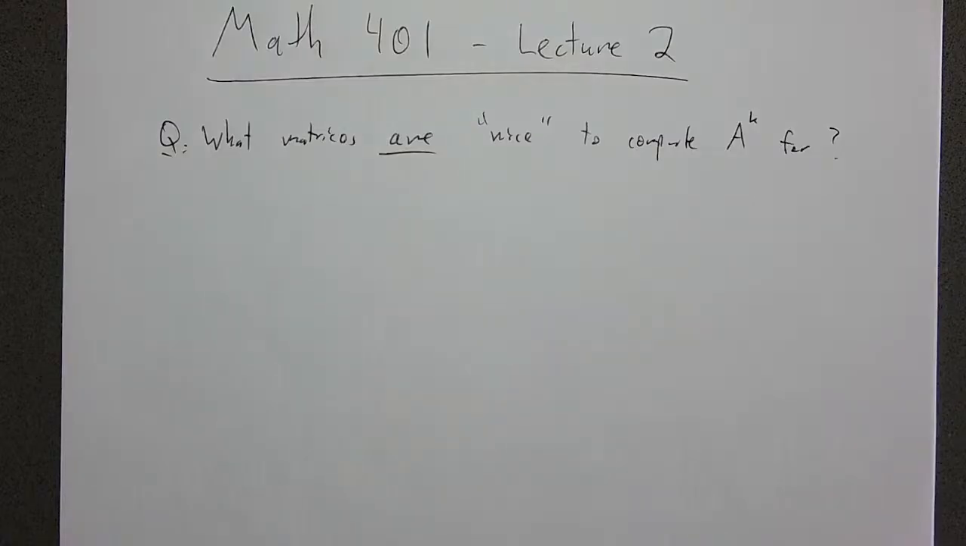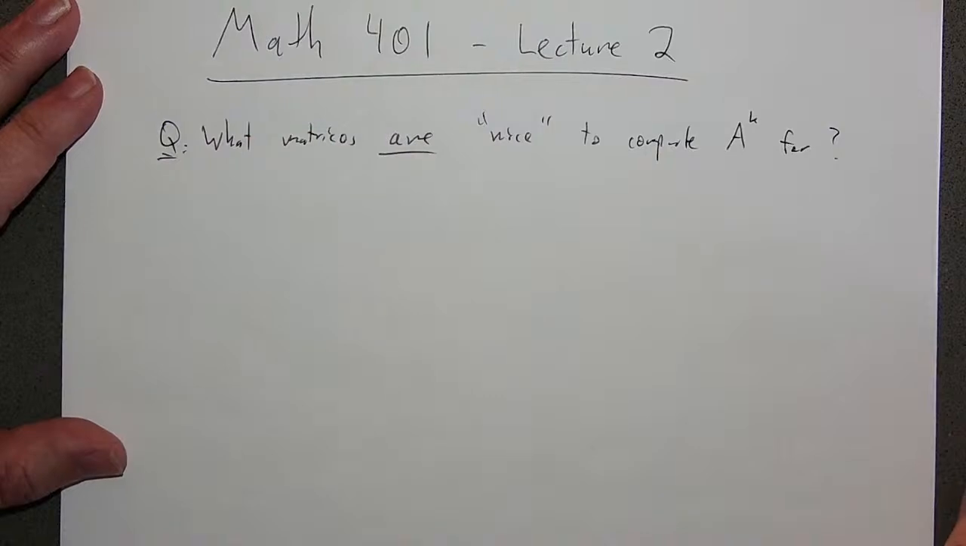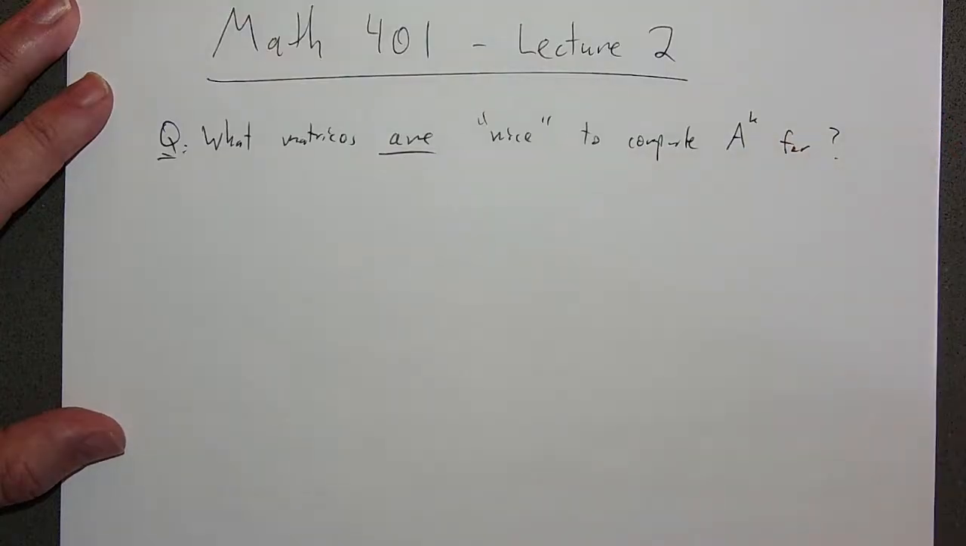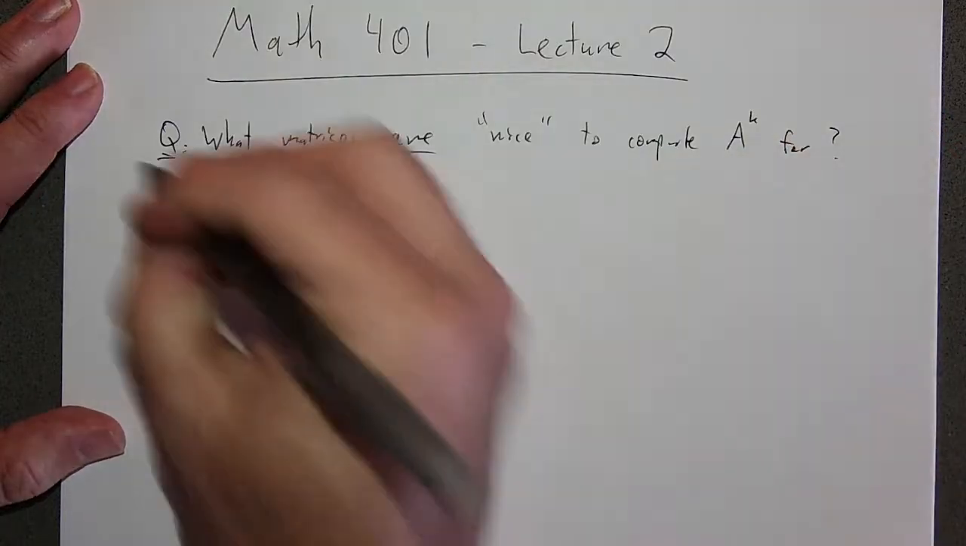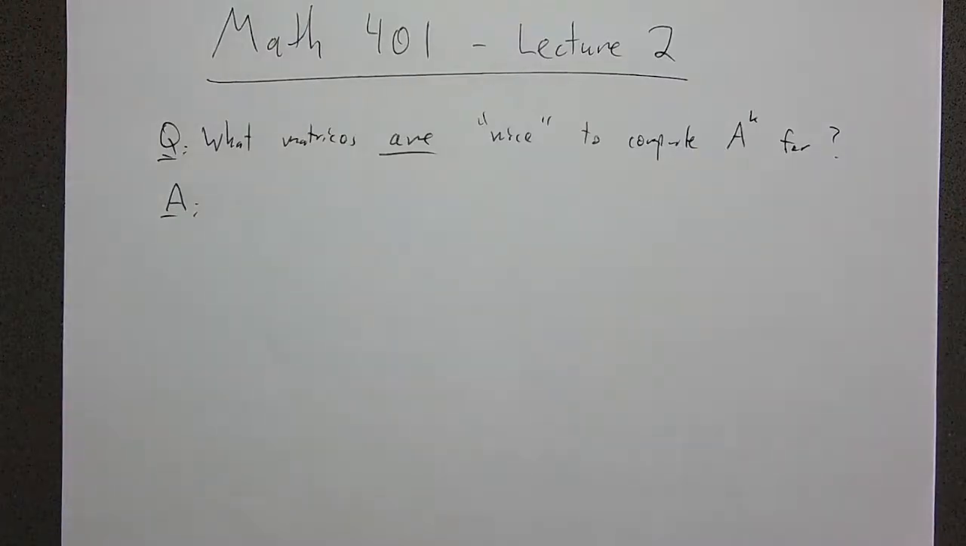Okay, it's not the greatest sentence construction. So what matrices are nice to compute this generic matrix power A to the K for? And one potential answer, of course, you might say zero matrices, right? If the matrix is all zeros, raising it to whatever powers, it's just going to be nothing but zeros. So raising a zero matrix to a bunch of powers is a zero matrix. That's about as nice as it gets in terms of computation.